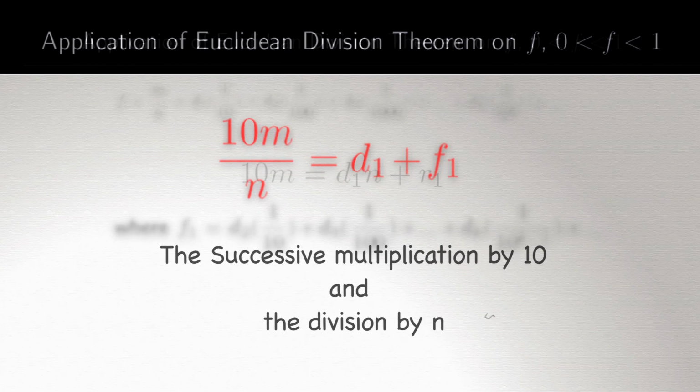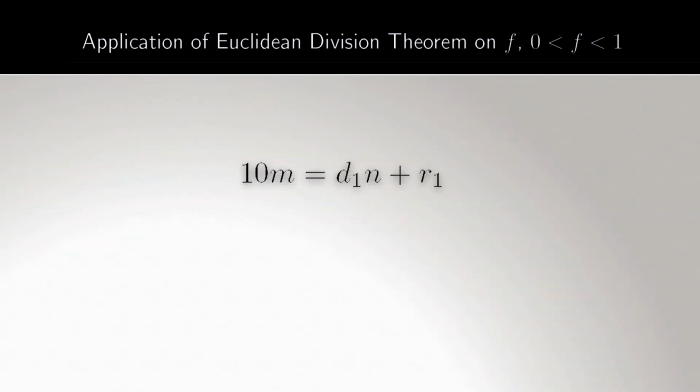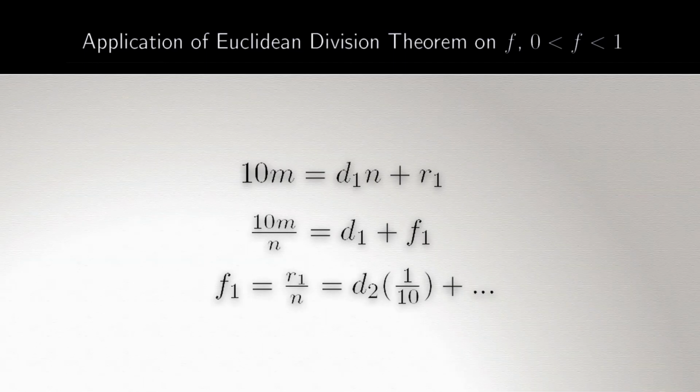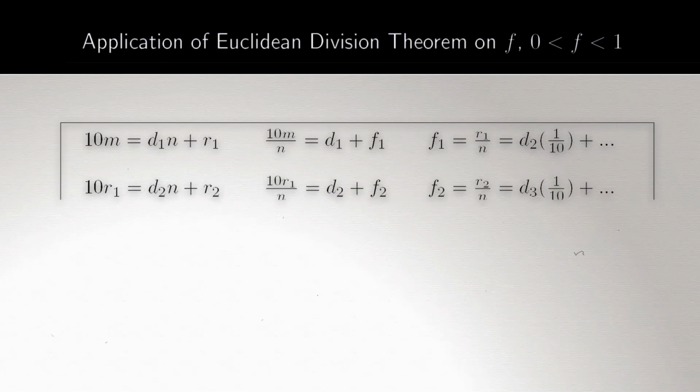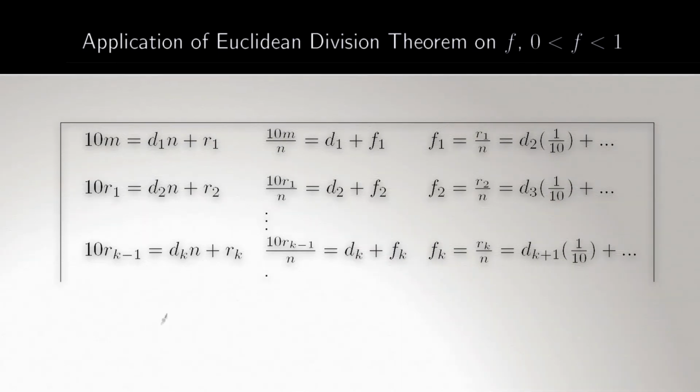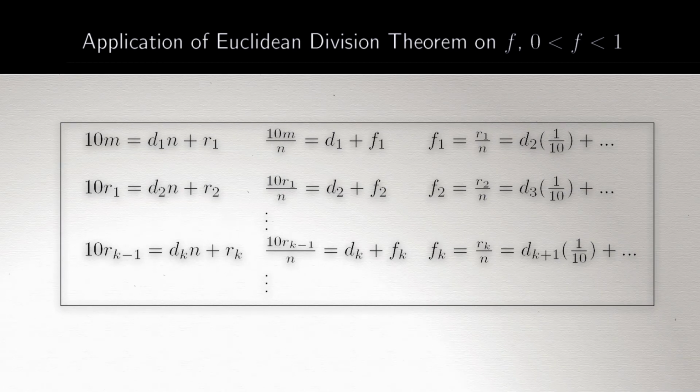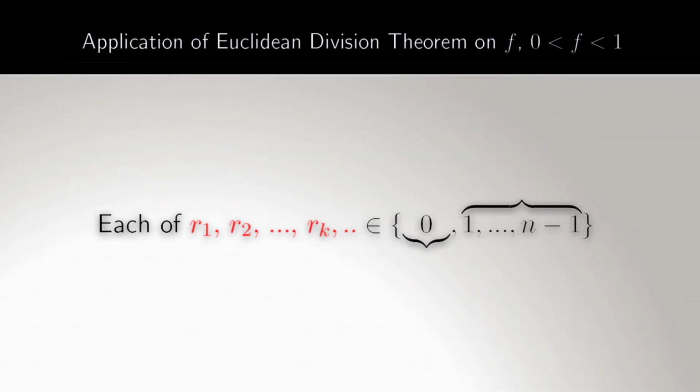So this is detailed as follows. 10m is equal to d1 times n plus r1, and the remainder r1 will belong to the set of numbers from 0 up to n minus 1. So this is equivalent to 10m divided by n equal to d1 plus f1. That f1 here will be r1 over n, which is d2 times 1 over 10 plus so on. So to get d2, I need to just apply the Euclidean division of 10r1 divided by n. So 10 times r1 is equal to d2 times n plus a new remainder, r2. This is a successive procedure. Each of the remainders belongs to the set of integers from 0 up to n minus 1.